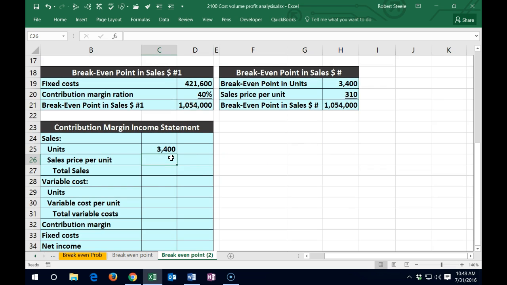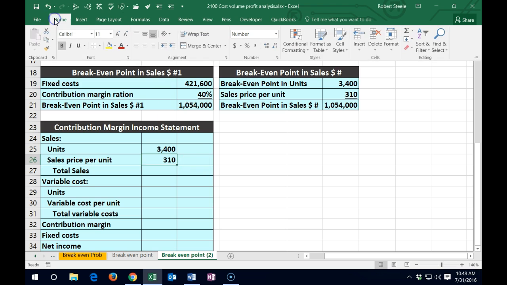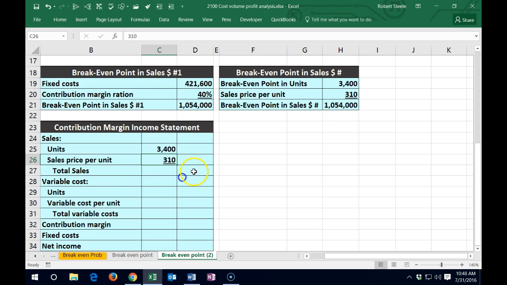So I'm going to say the sales price 310. I'm going to go to the home tab, underline that, and multiply that out. That means that this is the sales price times the number of units. That gives us our 1,054,000. Here's that number here.